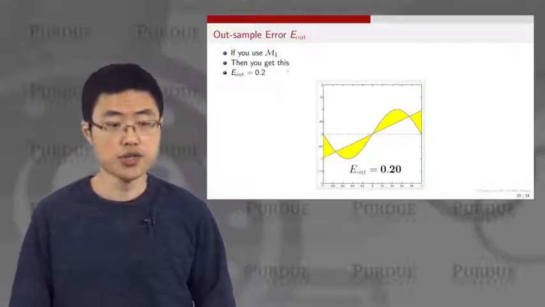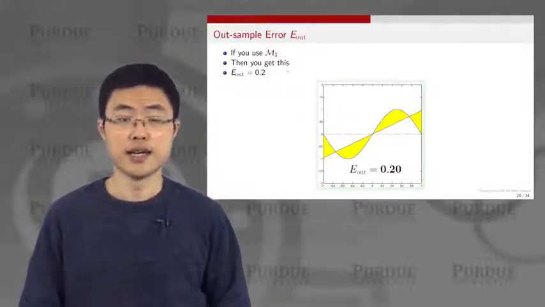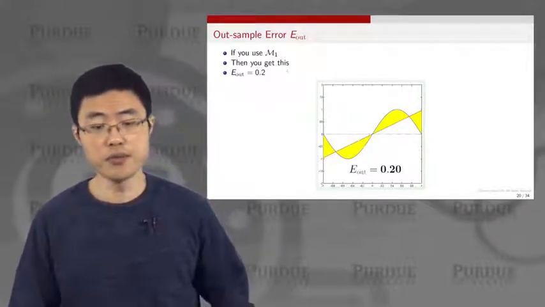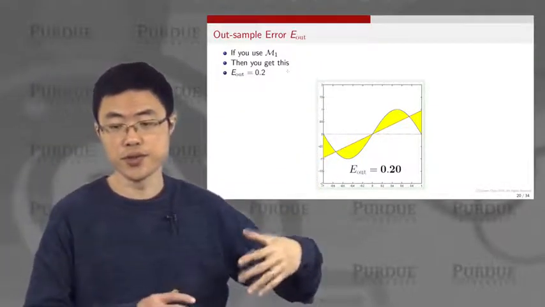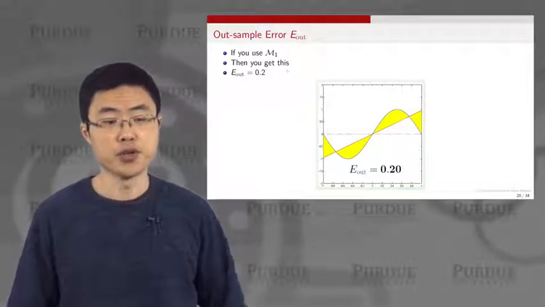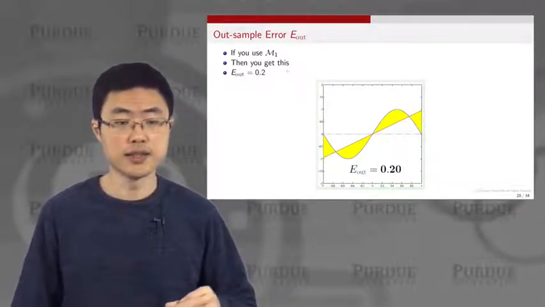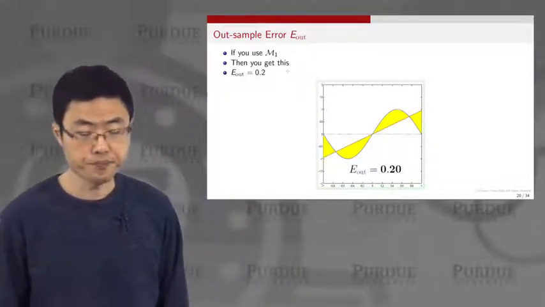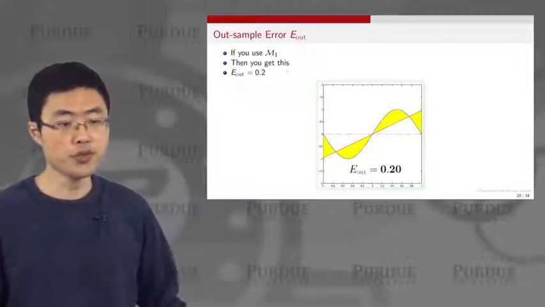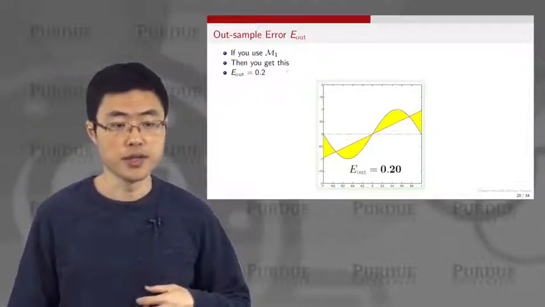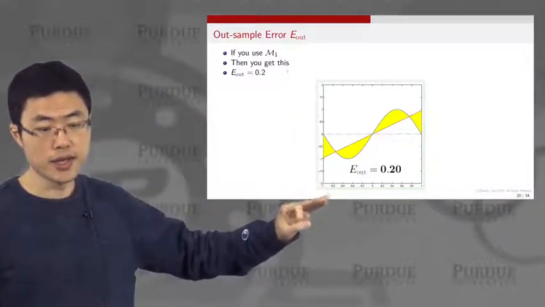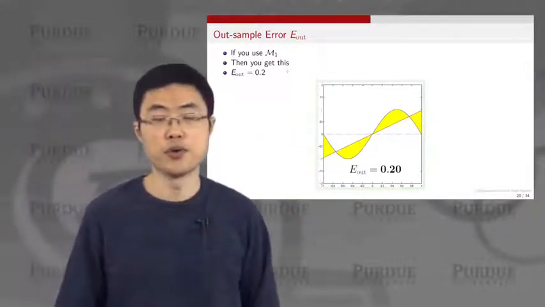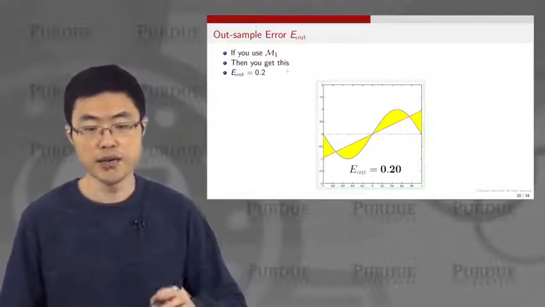So now let's try to calculate the out-of-sample error, because in-sample error we understand from the previous slide that this first order equation is a very good fit. So let's look at the out-of-sample error. Suppose you look at the first order equation, then you can get this. The out-of-sample error, if you find a line, would be 0.2. Now, how do we calculate that?